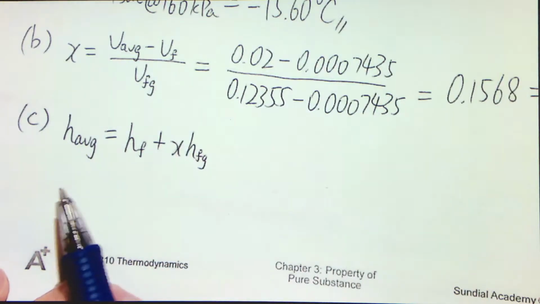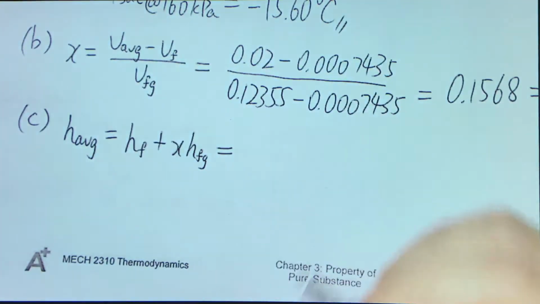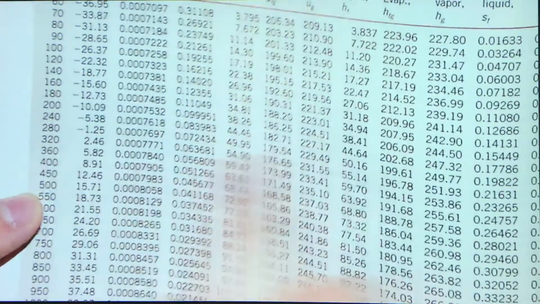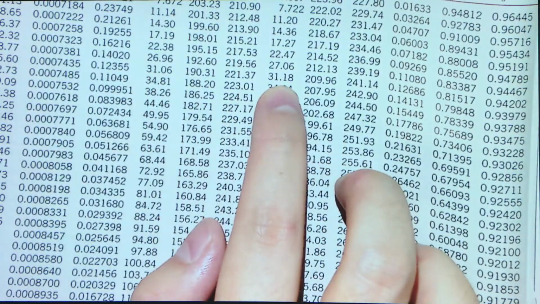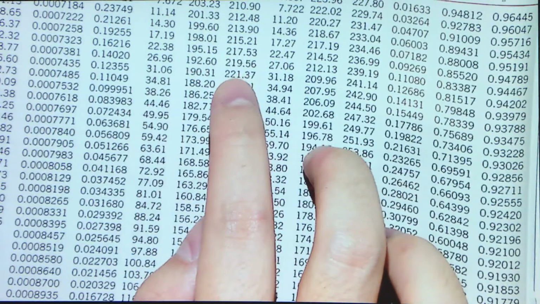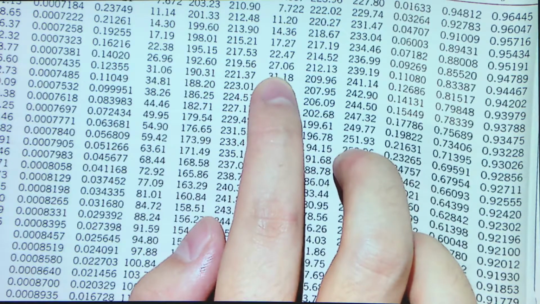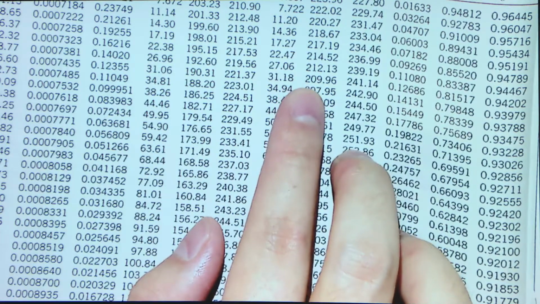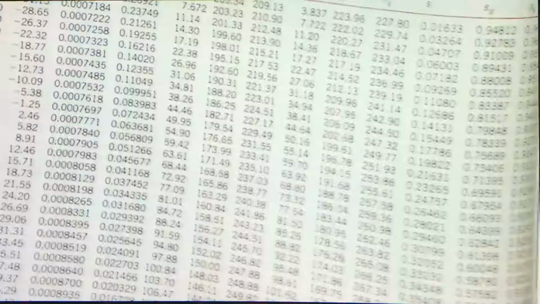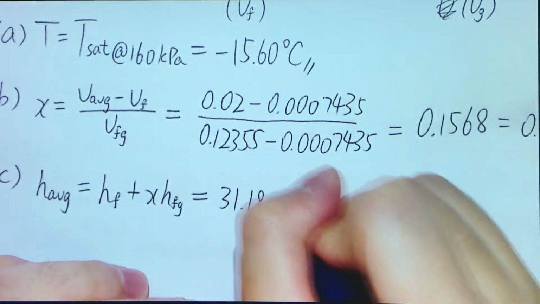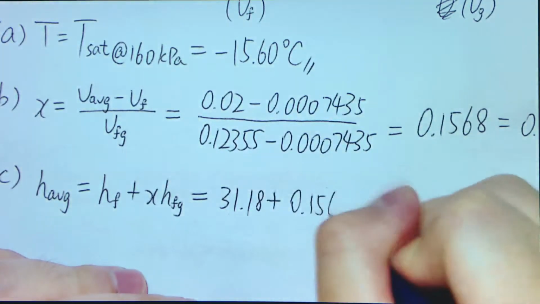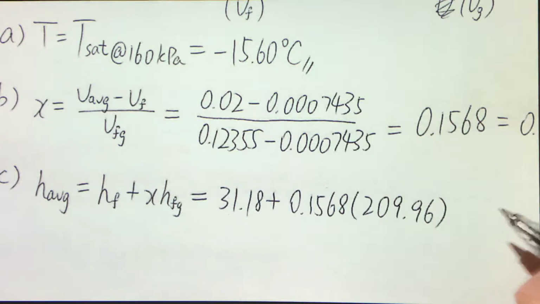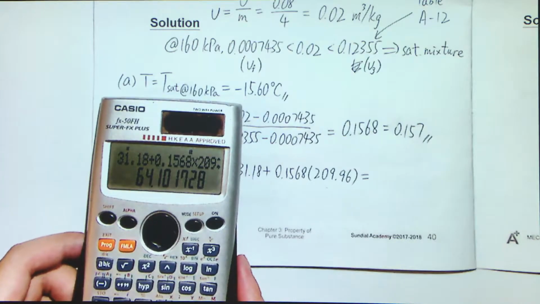We can use this x and check the tables to obtain these two values, and then we can get the average specific enthalpy. Let's check table A12, and here is 160. These three numbers are for internal energy, while this one is the enthalpy term. So this one is hf, 31.18, while this term, 209.96, is hfg. Let us copy these two numbers down: 31.18 plus the quality we found in part B, 0.1568, multiplied by 209.96. Using the calculator, we get 64.1.